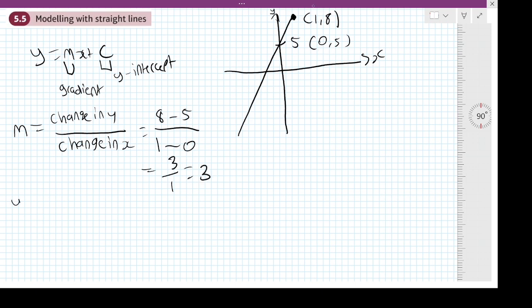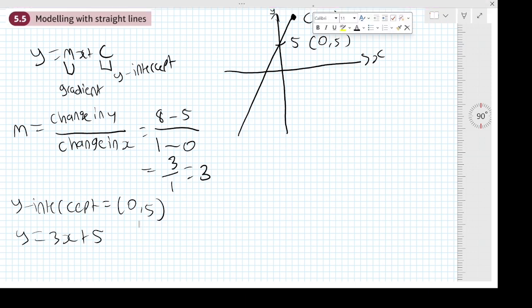And also the y-intercept is at 5, but as a coordinate, because it is a point, it would be (0, 5). Therefore we could say the equation is y = 3x + 5, as 5 is the y-intercept. That seems obvious, but in real life, these ideas, the gradient and the equation, have real life meanings.